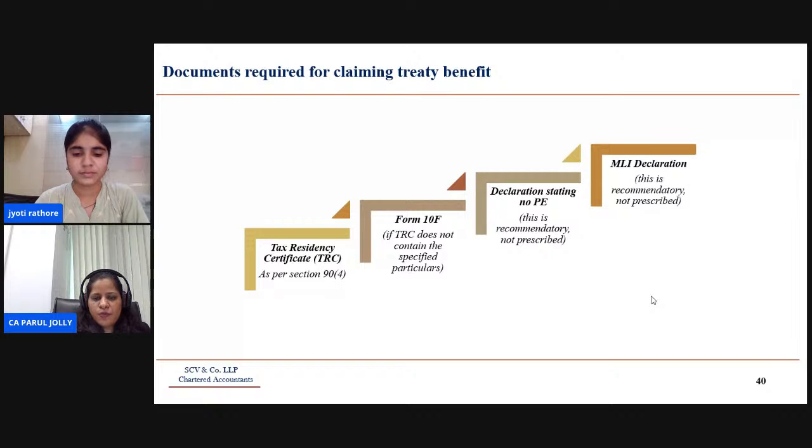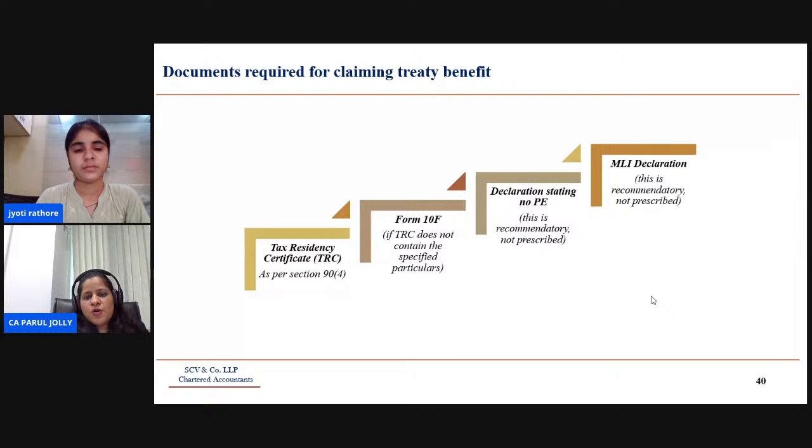Then there are certain recommendatory documents which are not prescribed, but it is recommended that those documents be taken. First is declaration stating no PE. So for passive incomes like royalty, FTS, interest, the treaty provision says that the articles relating to those passive income would be applicable if the income is not related or connected to a permanent establishment. Also, not only royalty income, suppose I am making a payment which is a business income for the payee. If he does not have a permanent establishment in India, then the income is not taxable because Article 7 states that only the income which is attributable to a permanent establishment is taxed. So if there's no permanent establishment, then there is no taxability. But if there is a permanent establishment, then there is a taxability.